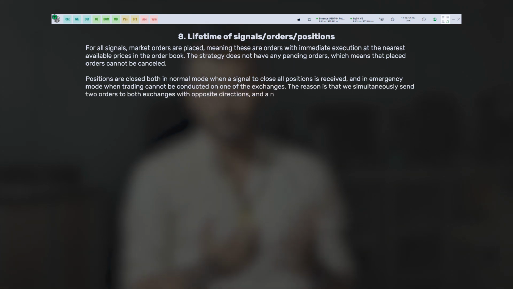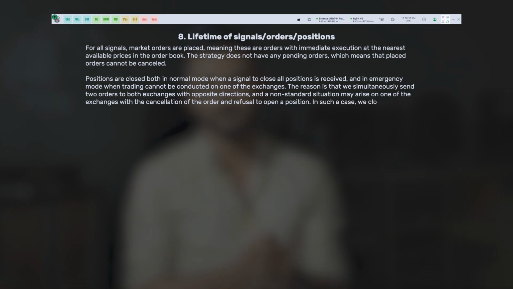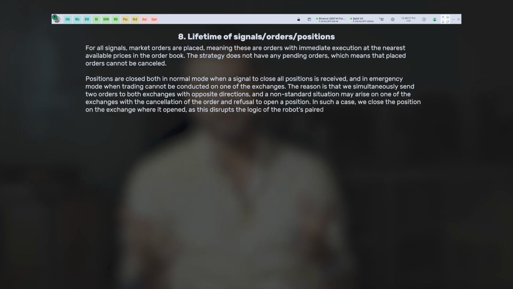The fact is that we simultaneously send two orders to both exchanges with opposite directions, and a non-standard situation may arise on one of the exchanges with the cancellation of the order and refusal to open a position. In such a case, we close the position on the exchange where it opened, as this disrupts the logic of the robot's paired trading. Management of open positions and pending orders.